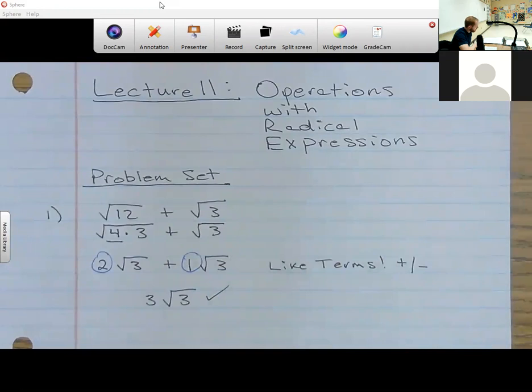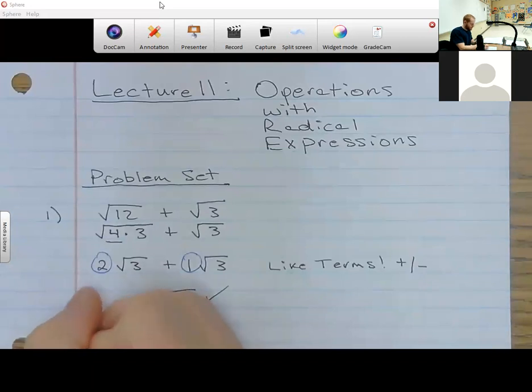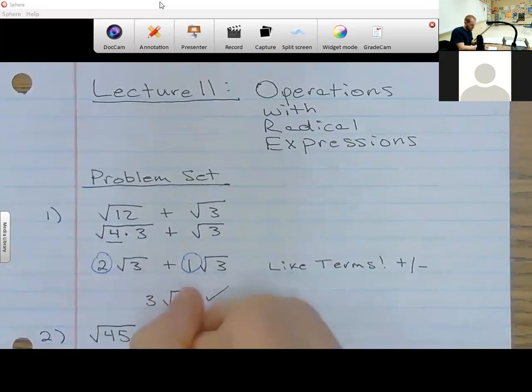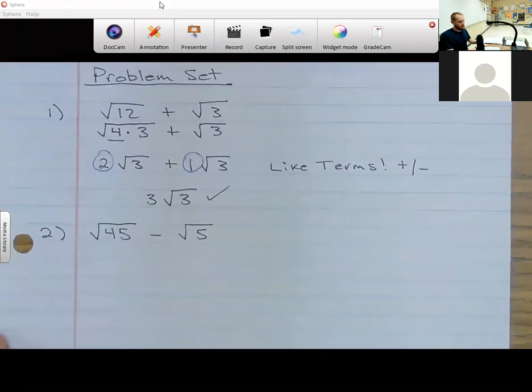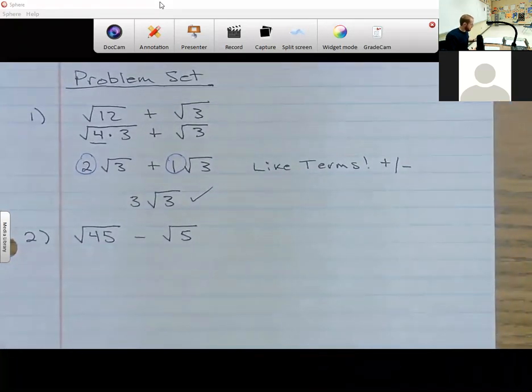Let's do number 2. Square root of 45 minus square root of 5. So what's this one going to be? I'll give you a minute to copy that down. So while you're doing that, be thinking, what is 45? 45 is something times something, right? If you think you know what those two numbers are, go ahead and put them in the chat box, because I'm going to need some help on this one.